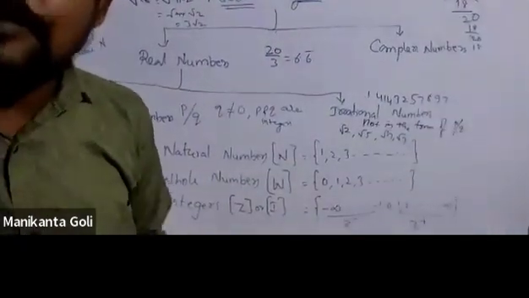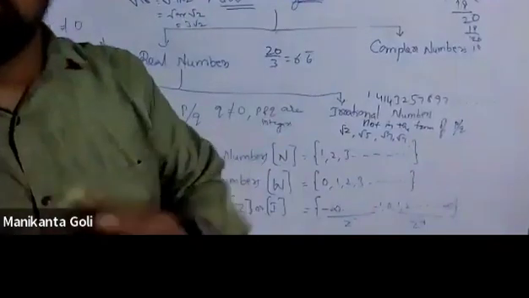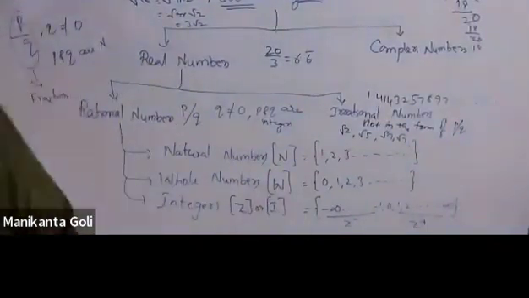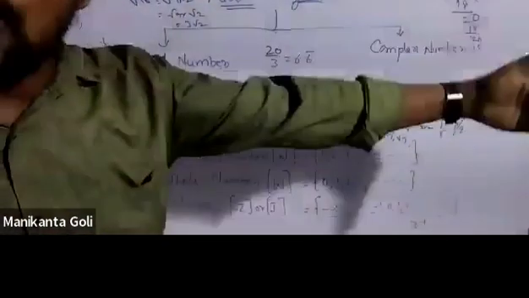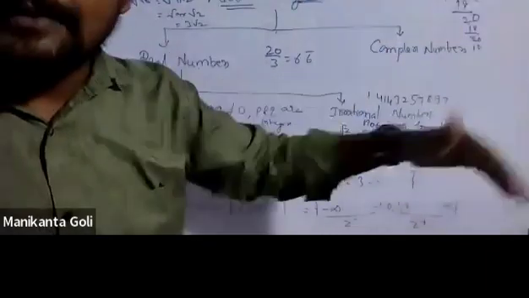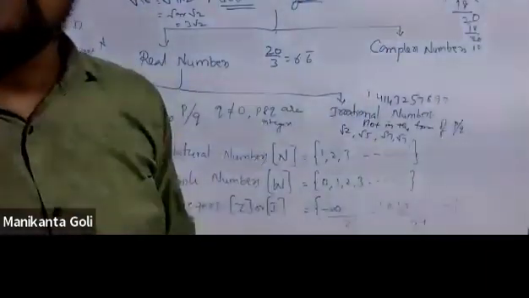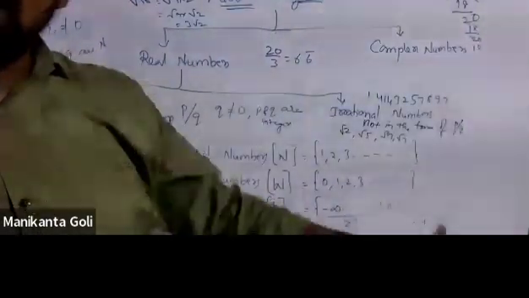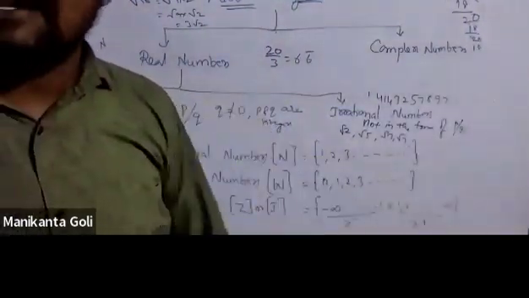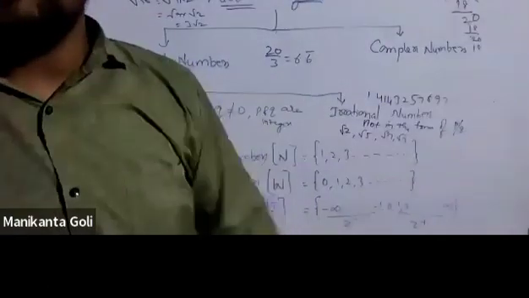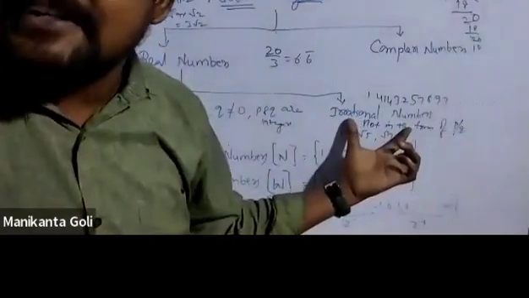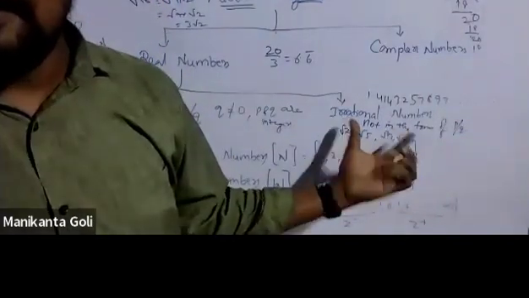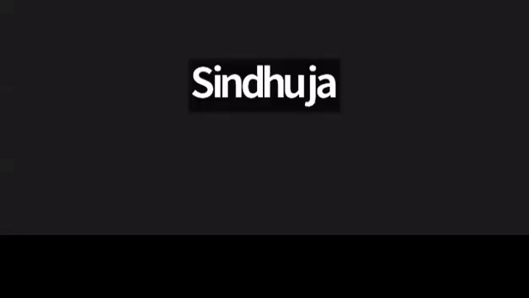Are you clear? Terminating means the decimal part stops. Non-terminating means it doesn't stop. Recurring means repeating with some pattern. Non-recurring means there is no such pattern. So non-terminating and non-recurring decimal numbers are irrational numbers. Clear? Yes, sir.